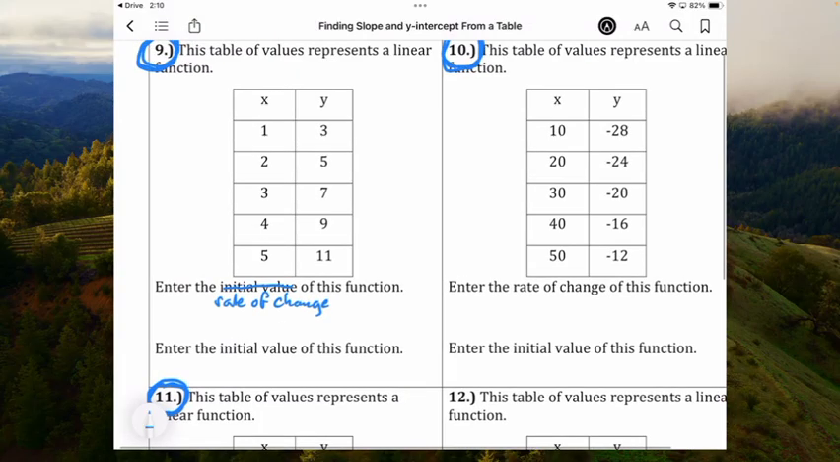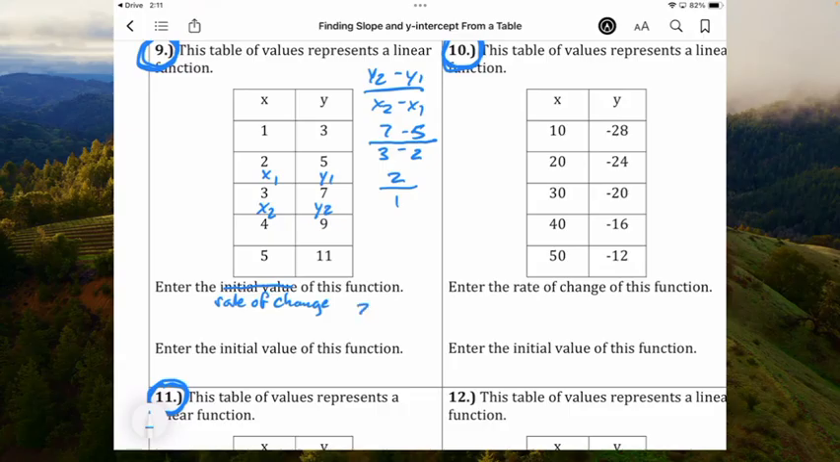Okay, I can pick any 2 points. Let's do these two. y2 minus y1 over x2 minus x1. Throw the template down. 7 minus 5 over 3 minus 2. 7 minus 5 is going to be 2. 3 minus 2 is 1. That cannot be simplified. That's 2 over 1.